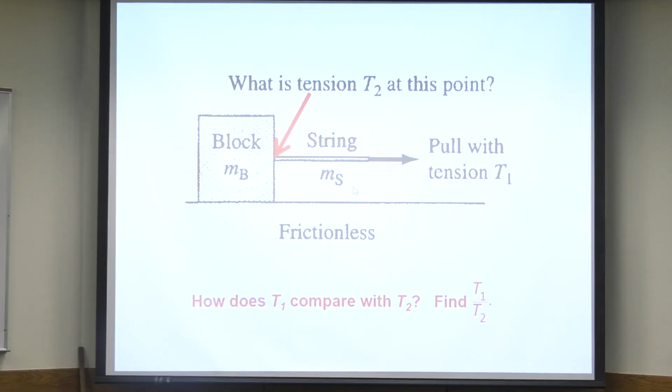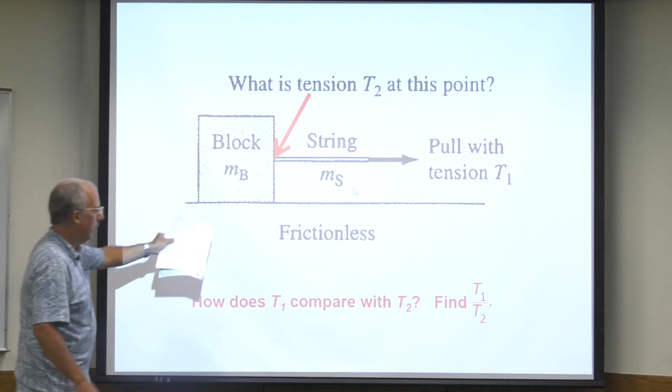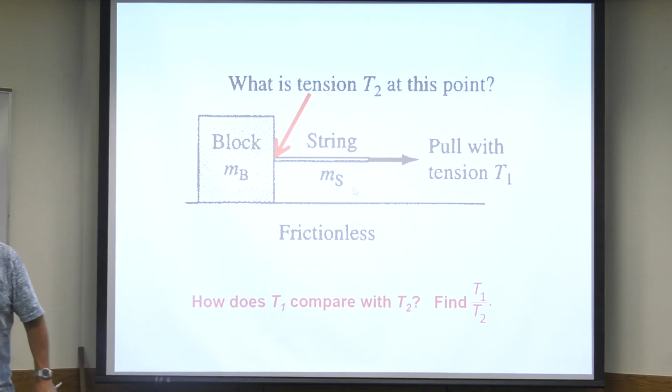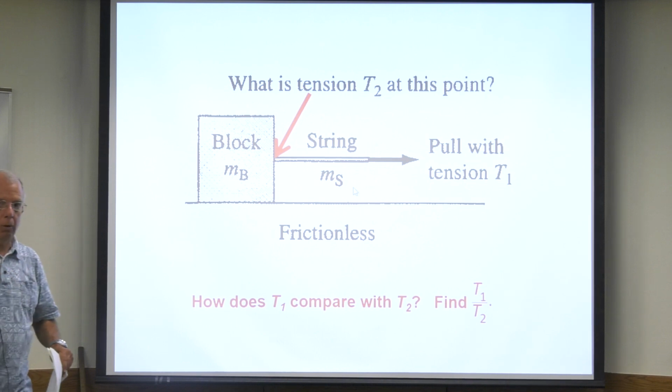Okay, so let's work this out. This is kind of a cool problem. All right, what are the objects? We have two objects now, right? We have the string and the block. So two objects, two force diagrams, right? Now look, all we care about is what's going on horizontally. It's frictionless, right? So we don't have to worry about the normal and the weight, because all we care about is the horizontal motion, horizontal forces, okay?